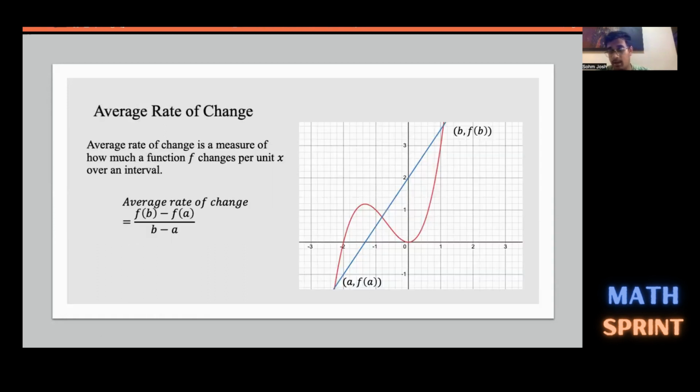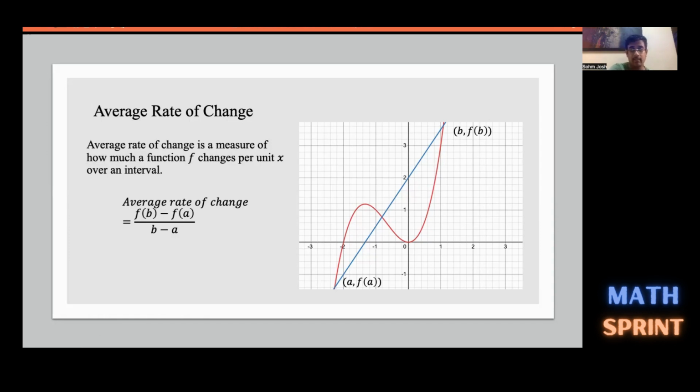This is a pretty simple concept to understand. If you've worked with averages in math a lot, you should understand this. The average rate of change of the function f is a measure of how much a function f changes per unit x over an interval. So this is the general formula. The average rate of change is equal to f of b minus f of a, divided by b minus a.